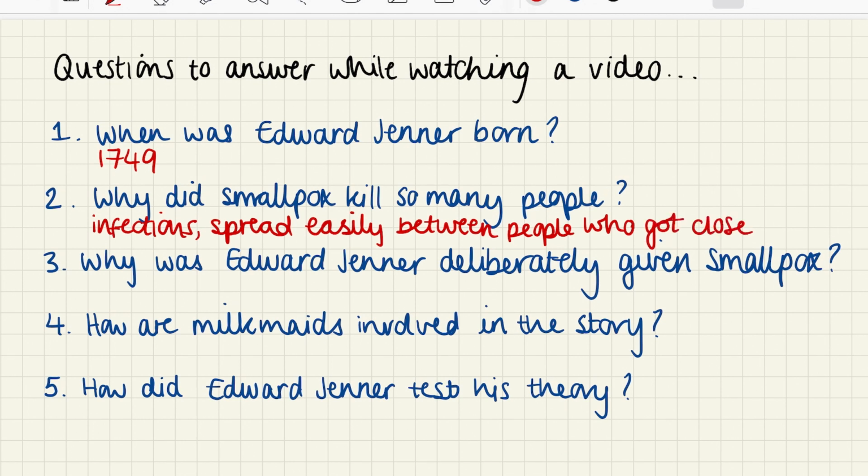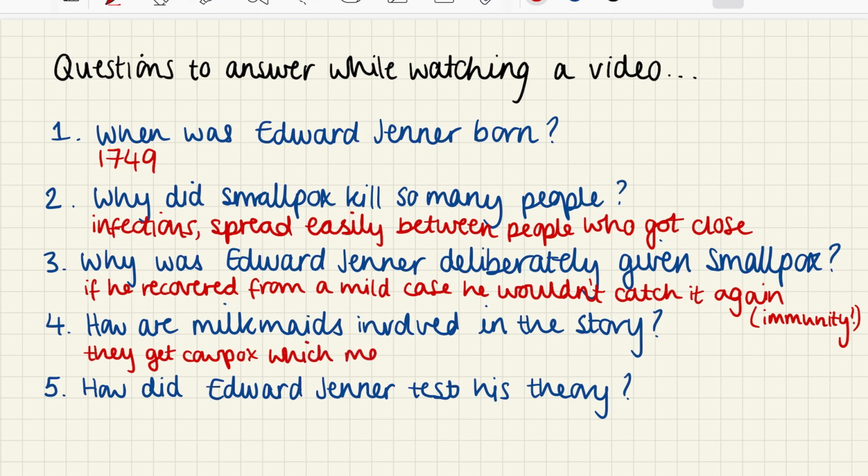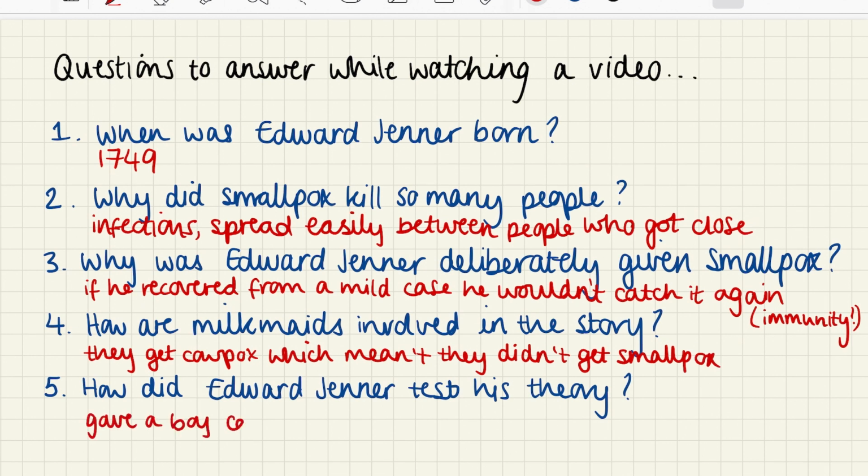So for question 2, why did smallpox kill so many people? It's because it's an infectious disease that spreads really easily between people who get close. So just a reminder of a key word from a couple of weeks ago: that means smallpox is a communicable disease. Remember, we say communicable and not contagious. And the real point of watching that video was so you could see how the idea of vaccinating people against diseases first came about. I think it's a really interesting and kind of gross story.